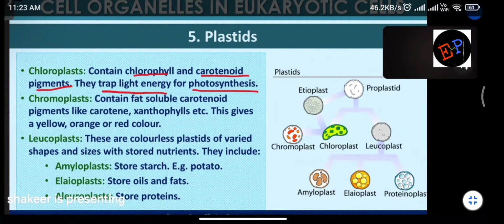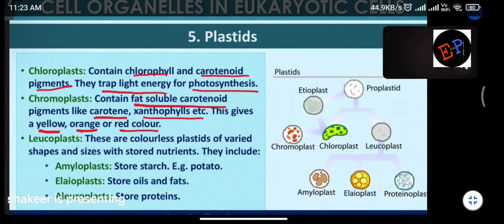Chromoplast. Chromoplasts contain fat soluble carotenoid pigments like carotene, xanthophylls, etc. They give yellow, orange, and red colors to these plastids. Are you able to understand? So the chromoplast contains what? They contain fat soluble carotenoid pigments. And what are the names of those pigments? Carotene, xanthophylls, and some other pigments are present. So what do they give? They give yellow, orange, and red colors to these plastids.